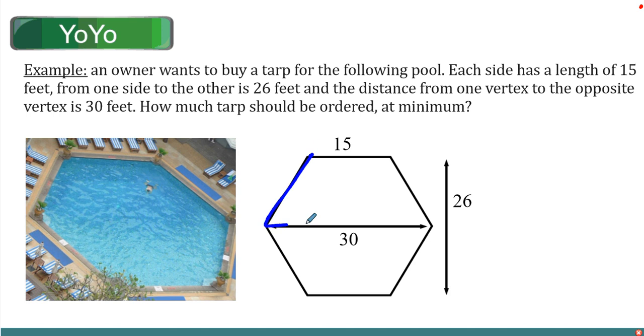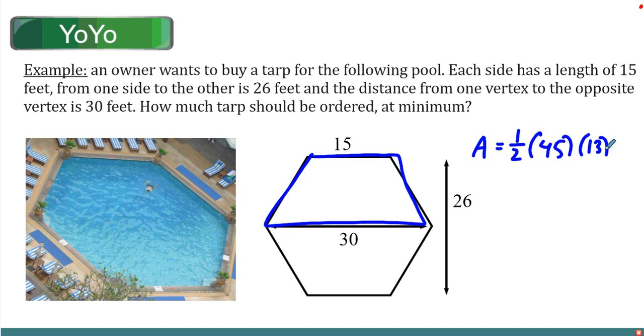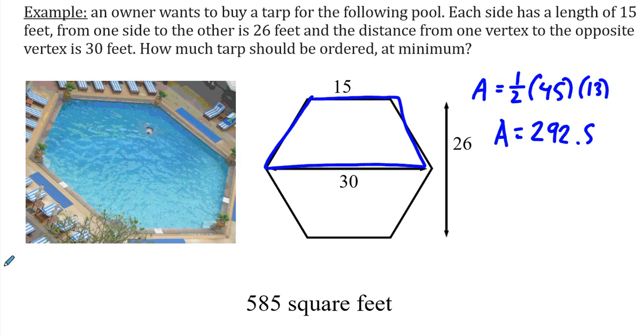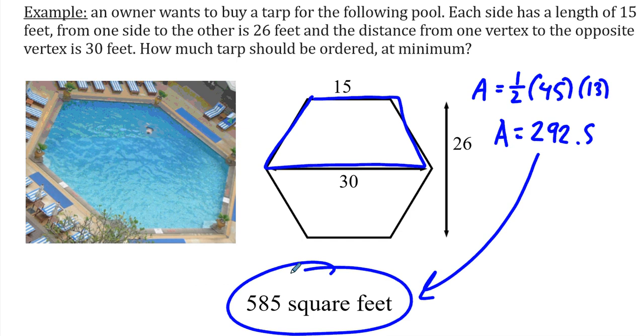Let's just do one of these, right? The area of one of these guys is 1/2 the sum of the bases. 15 plus 30 is 45. The height of just one of these is 13. And if I find the area of one of them, what's that going to end up being? 45 times 13, and then if I take half of that, I get the area of one of these is 292.5. But then I double it because there's two of them. And when I double it, I will see that the total amount of square feet of tarping that I would need is 585 square feet. So there you go.